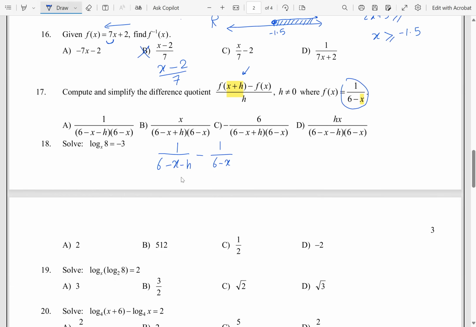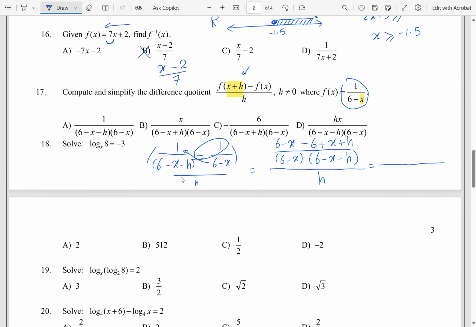This is the first part. This all will be divided by h. So simplify this one by multiplying common denominator here. The denominator is completely different. So just multiply the denominator, 6 minus x into 6 minus x minus h, and the numerator will be like a cross multiplication. 6 minus x minus, this minus 1 will be multiplied in the whole bracket. So it will be negative 6 and plus x and plus h. This all divided by h.